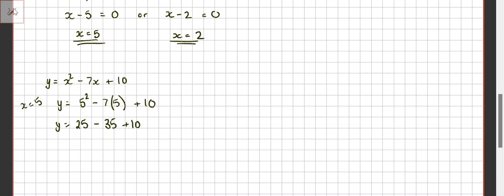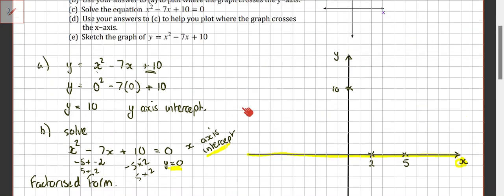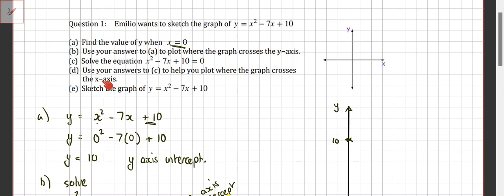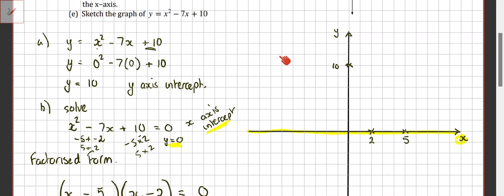And then what's 25 minus 35? Negative 10. We've still got to add 10. What's negative 10 add 10? So we've shown that that number does in fact give me the 0, right? So not the negative, the positive. So that's where it crosses. And then it says, sketch the graph. Now, we have done one extra thing, which is, what are we missing at the moment?